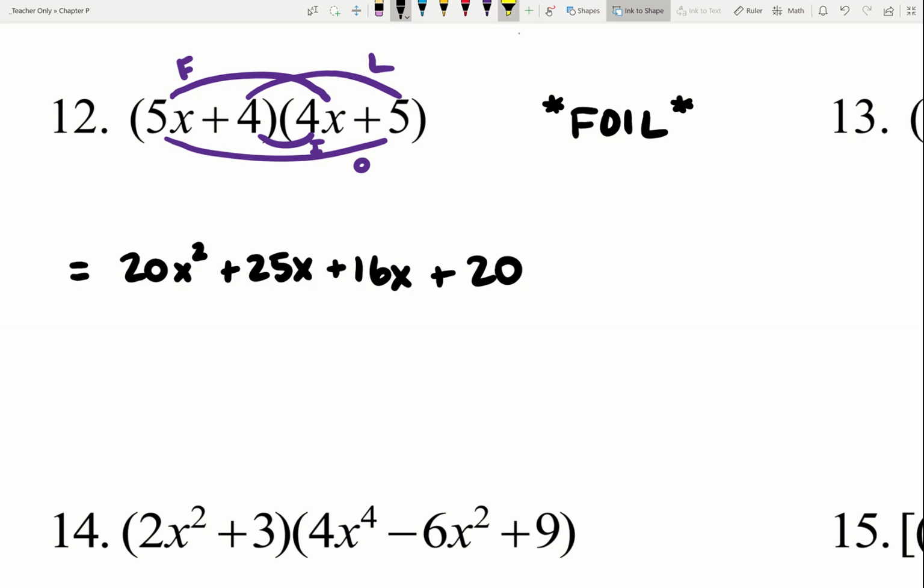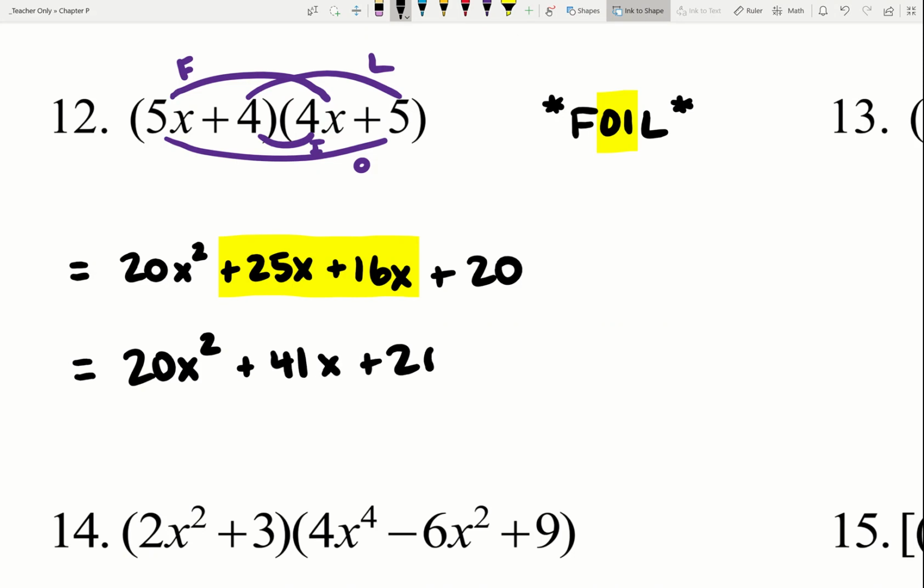Okay? Now, about 95% of the time, I would say, your outer and your inners are actually going to be like terms that you can combine into a single term of your polynomial. And here that's the exact same case as well. So always check for that. And our final answer here is going to be 20x squared plus 41x when you add those together plus 20, and that will complete the problem.